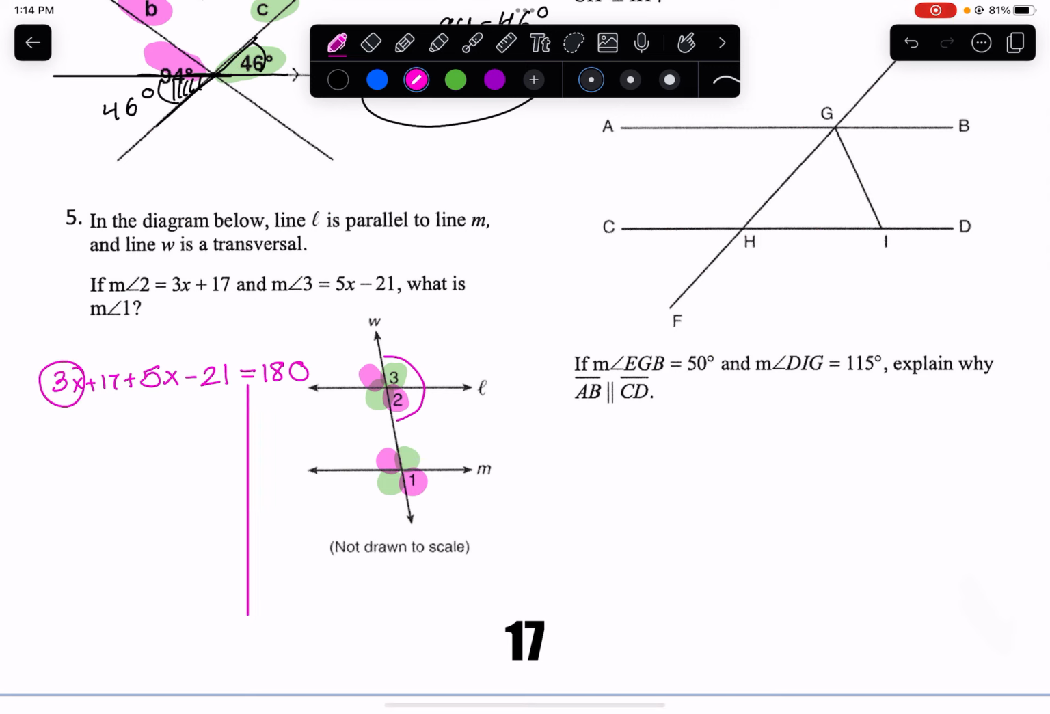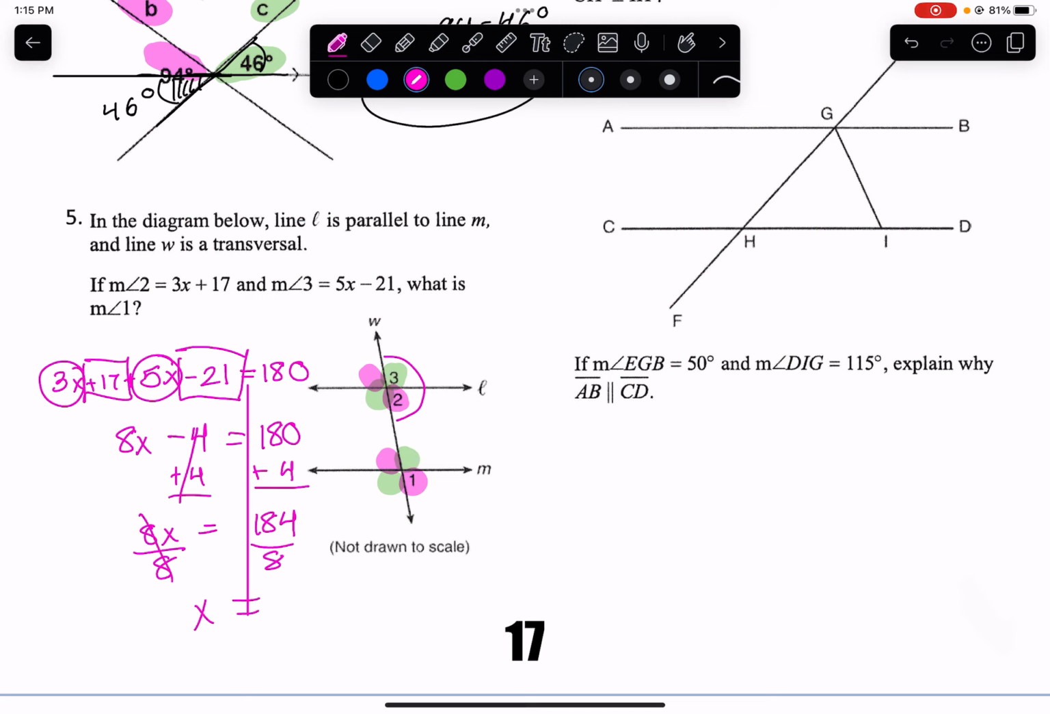First step is to combine like terms. So I have 8x minus 4 equals 180. Add the constant to both sides. Now I divide by 8 to get x by itself. I get x is equal to 23.